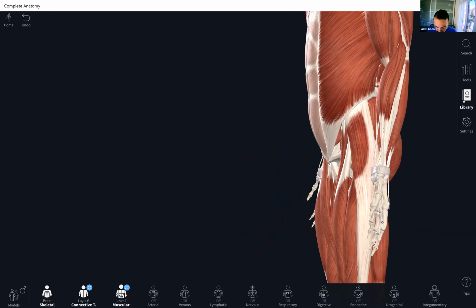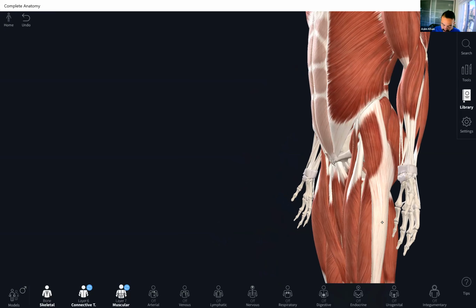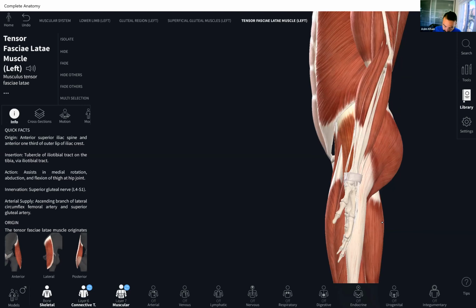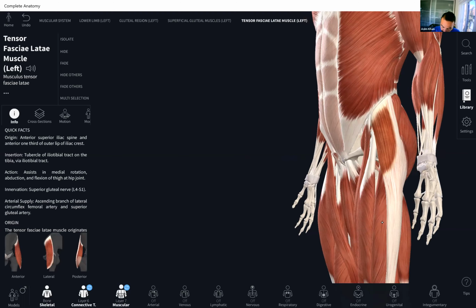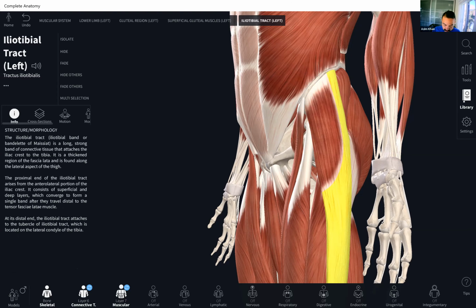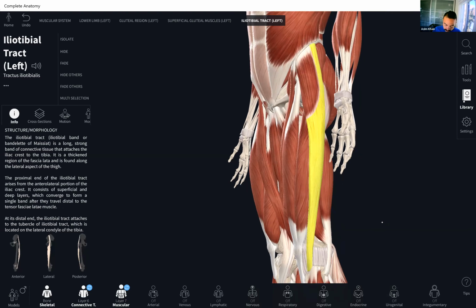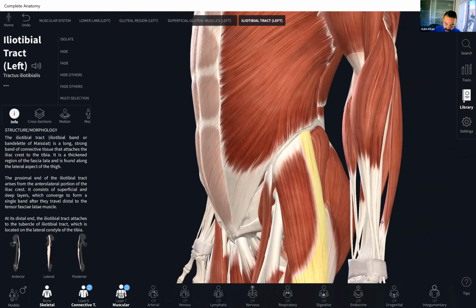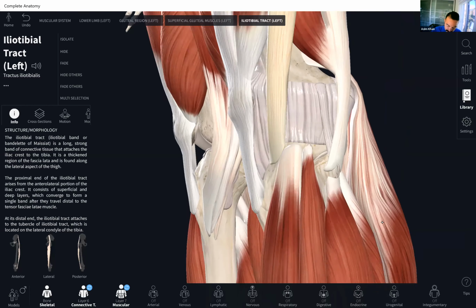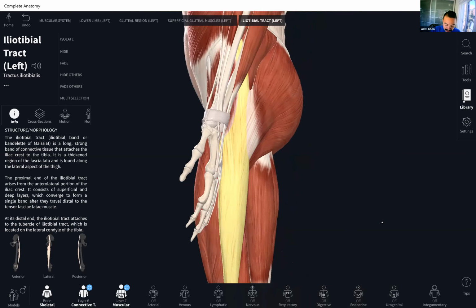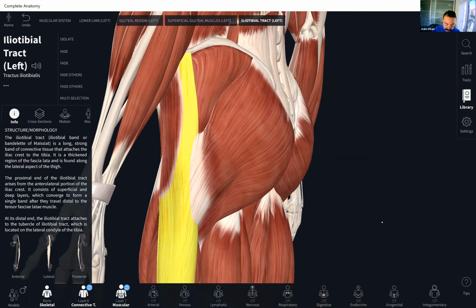Here you can see tensor fasciae latae. It attaches to the tibia with that iliotibial tract. The iliotibial tract goes all the way from the ilium, iliac crest, down to the tibia. Also attached to this is the gluteus maximus.